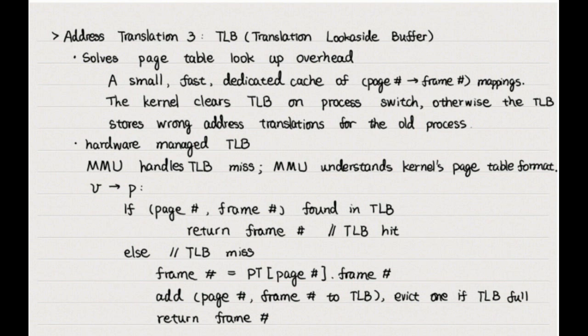Recall that each process has its own page table. However, there is only one TLB for all the processes. We don't want one process to mistakenly use the page table entries of another process that is stored in the TLB when process switches. Therefore, the kernel is responsible for clearing the TLB when it switches processes.